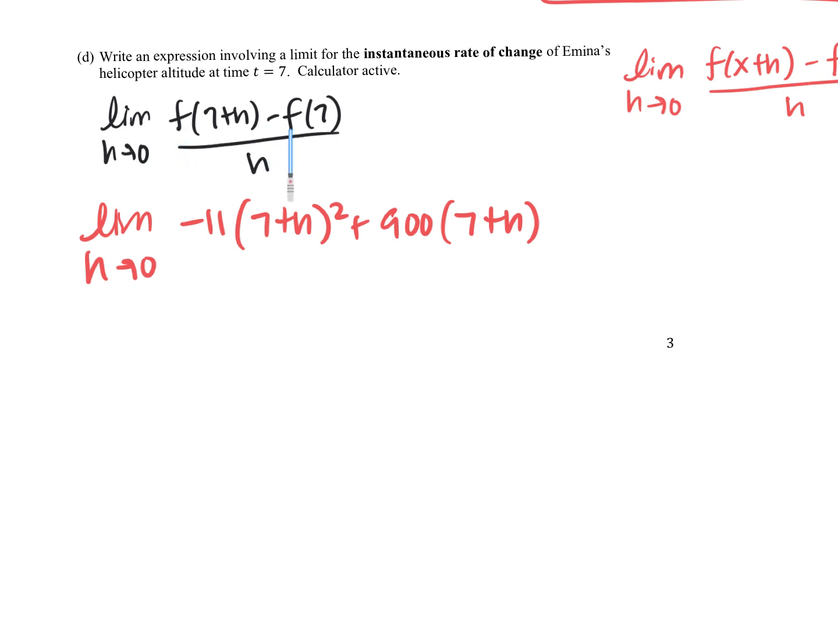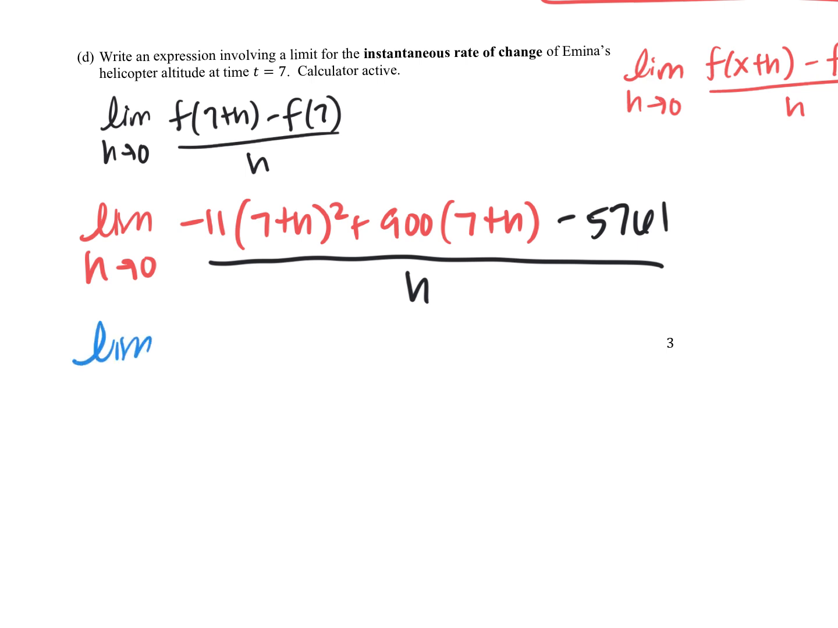Then we have to subtract f of 7. So if you haven't gotten your calculator out, please get it out so that you're participating and doing this part. We have to find f of 7. And again, that function was negative 11 x squared plus 900 x. So I'm going to put in a 7 wherever I had an x. F of 7, I personally got 5761. So this was f of 7 plus h minus f of 7 all over h. Things are going to need to cancel out or else we're going to get in trouble, but we won't know if they cancel out until we distribute.